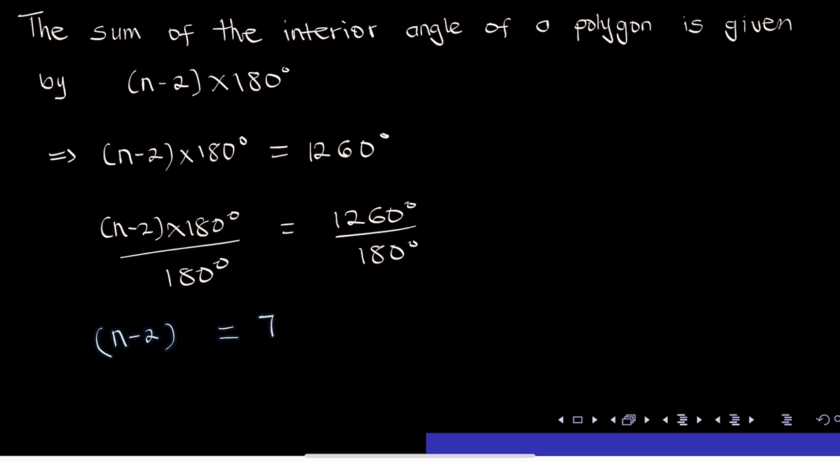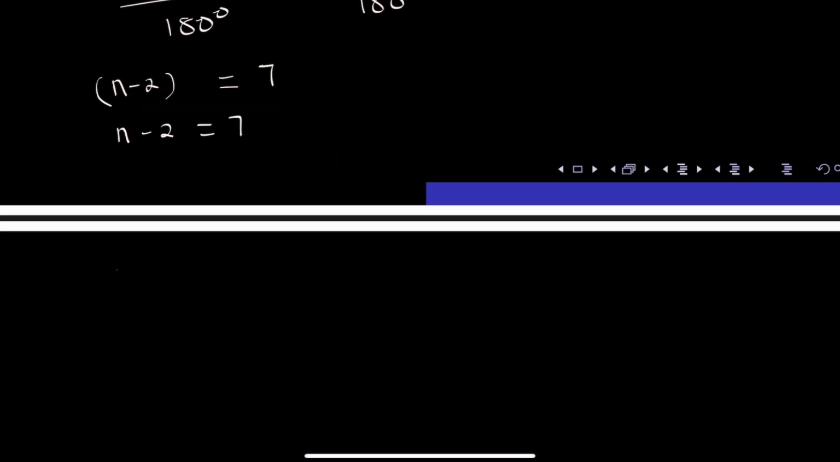Then we solve for n. So we are going to have n minus 2 is equal to 7. Solving for n gives n is equal to 7 plus 2.